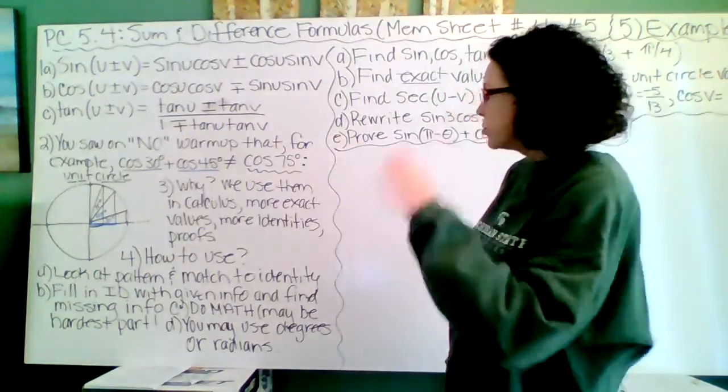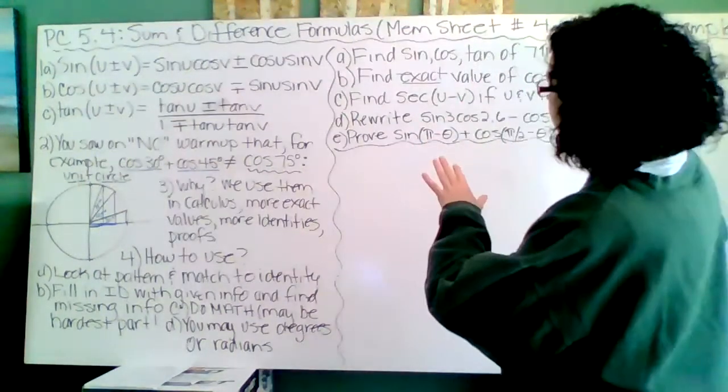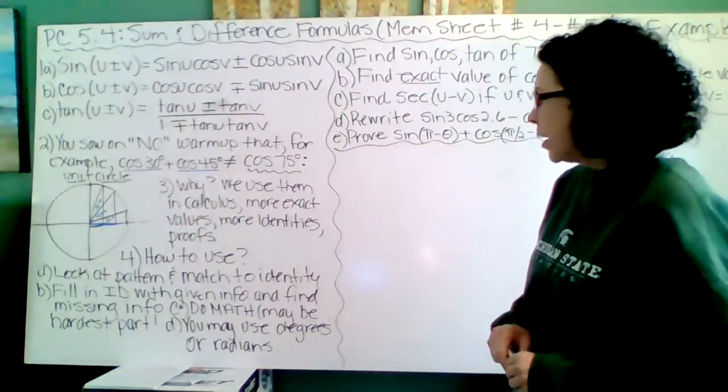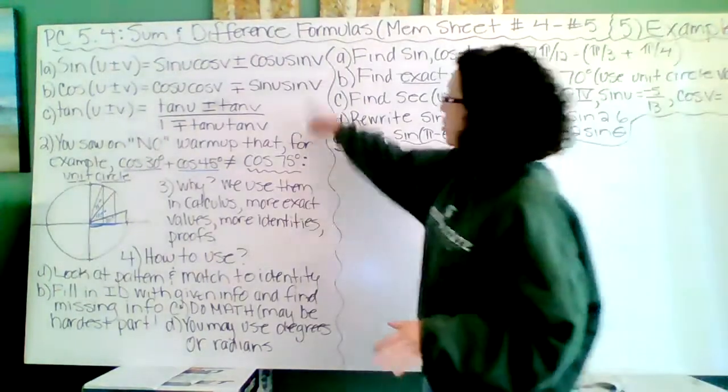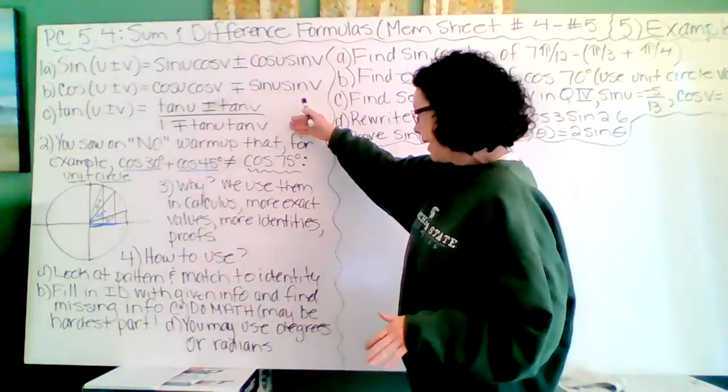How do we use this? So here's what we do. Any problem that they've given us, A, B, C, D, or E, we look at the pattern and we decide which of the identities that we have to use.